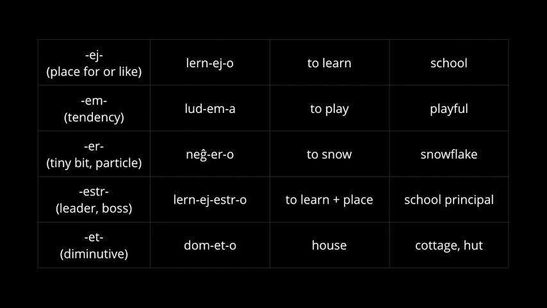Makes a little particle of something, a little bit of something. The verb neji is to snow. If you want to say it's snowing, you simply say nejas without any subject. The it is part of English grammar, but in Esperanto grammar, there's really no subject. Something is snowing, but we don't say what, so it's just nejas. But to turn snow into snowflake, you use the suffix, so negero.